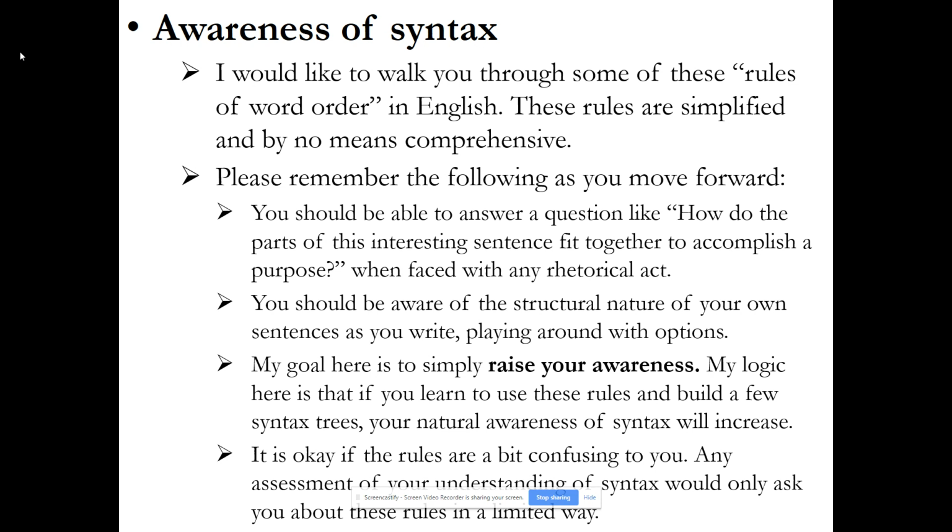When I assess your understanding of syntax, I would only ask you about them in a really limited way. I wouldn't, for example, ask you on an assessment to build an entire syntax tree. I might give you an almost complete syntax tree and tell you, what would go in this spot, for example. So a little easier. So don't worry too much. But this is an AP class, and I really want to challenge you, and challenge your understanding of language, even if I'm not necessarily assessing you on the full intensity of it.